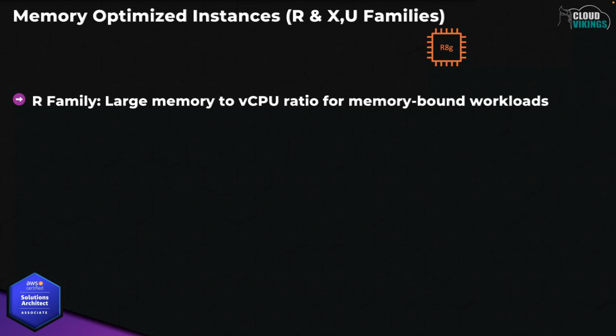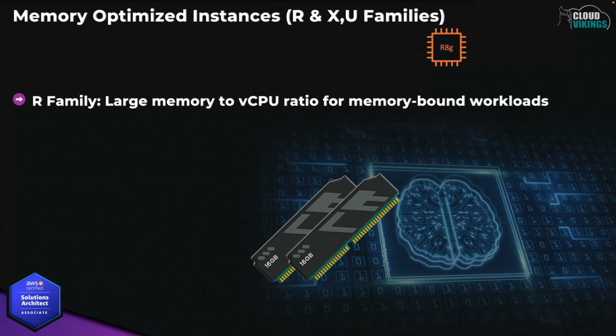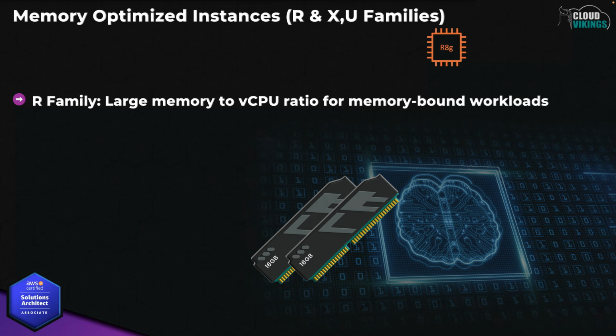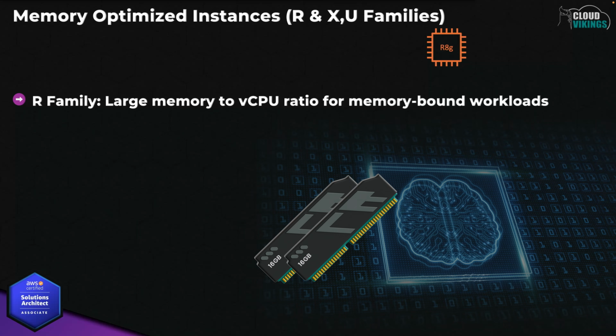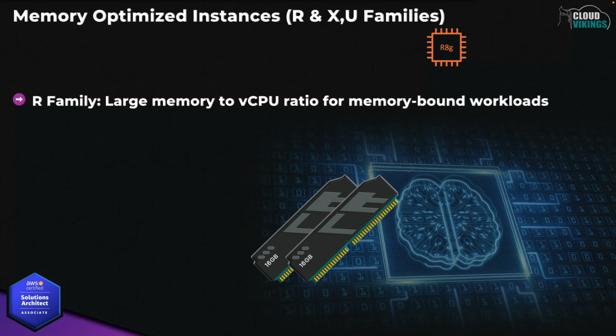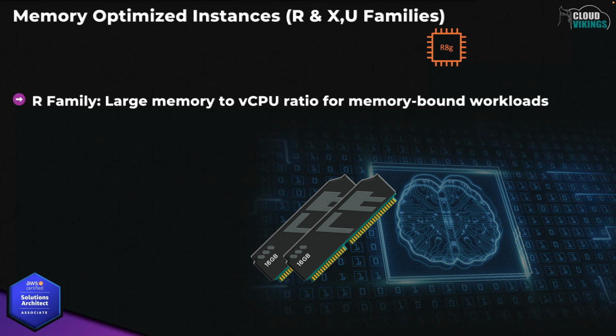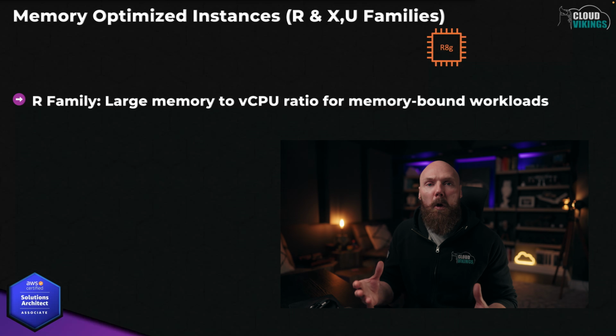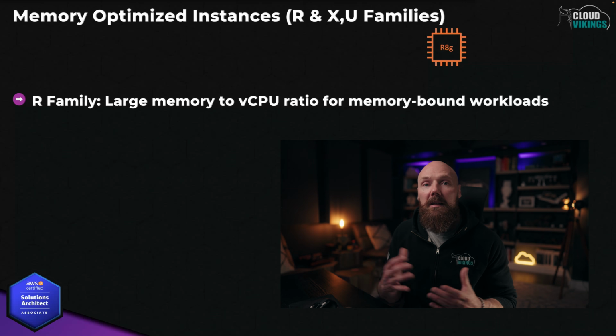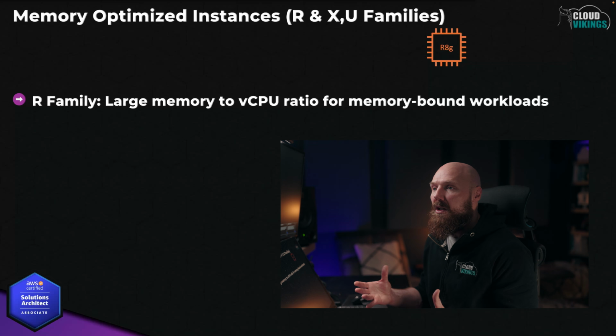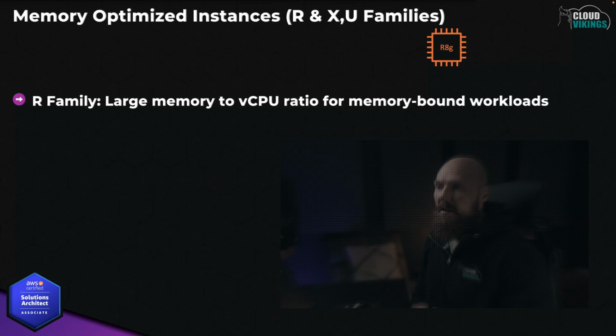The memory-optimized instances, referenced by the letter R, are designed for applications that need a lot of memory relative to CPU. These instances have a really high memory to vCPU ratio, meaning you get many gigabytes of RAM for each vCPU core. These are optimized to deliver fast performance for workloads that process large datasets in memory. So if your application's performance is limited by how much data can fit into memory rather than by pure CPU speed, the R family is likely what you need in this case.